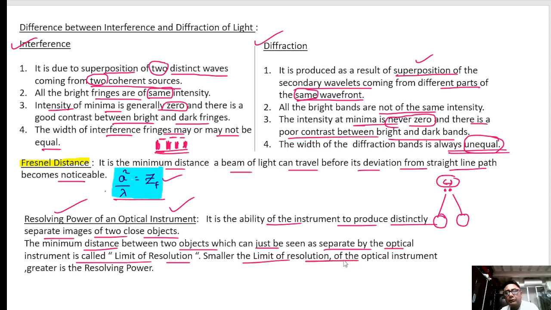Smaller the limit of resolution of the optical instrument, greater is the resolving power. If the objects are very close, smaller is the limit of resolution, greater is the ability to see them as separate objects.